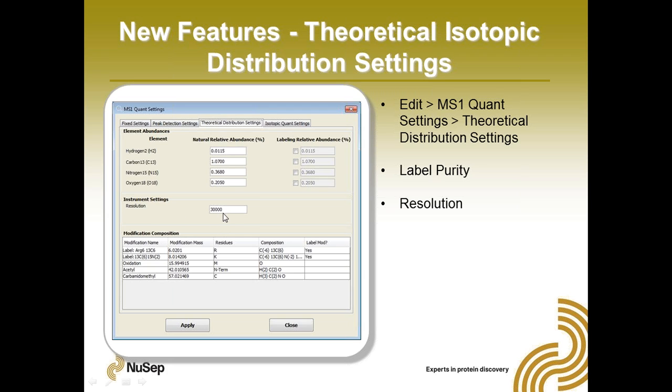Resolution is assigned here under Instrument Resolution. Here you can say we've entered 30,000. You also have the ability to update your elemental compositions for the modifications you've seen as well, if you ever make a mistake. We'll come back to this.